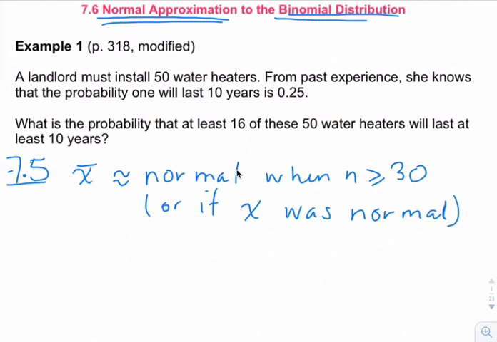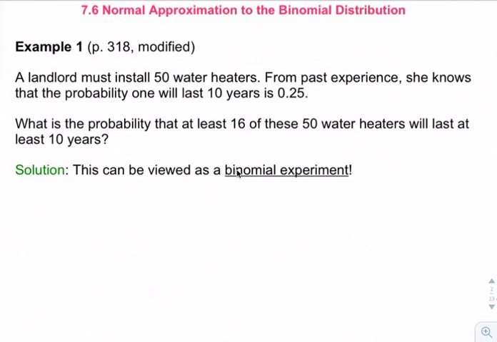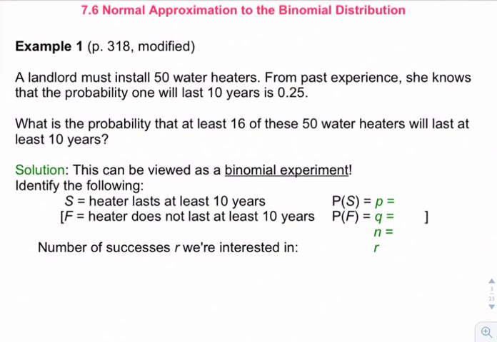So how do we approach this? Well, turns out that this can be looked at as a binomial experiment. Any one of these water heaters either lasts at least 10 years or doesn't. So there are 2 possible outcomes for any one of these water heaters. So we need to consider the usual things when we're looking at a binomial experiment. So in particular, what is success and failure, and what are their probabilities?